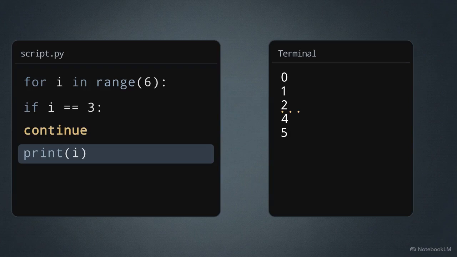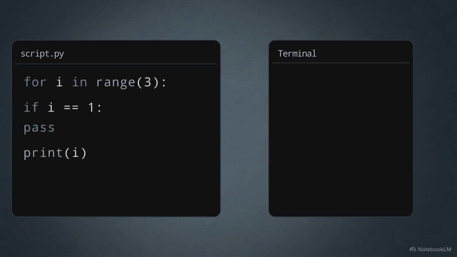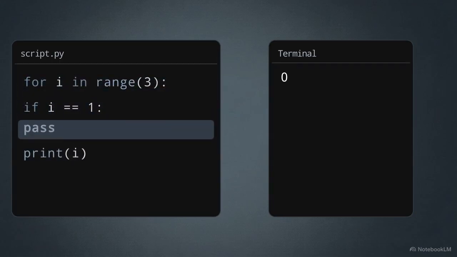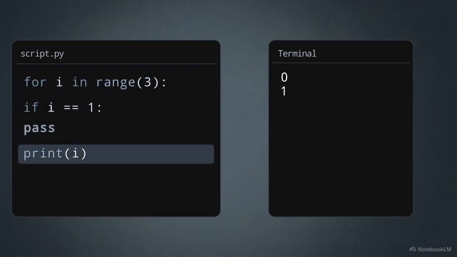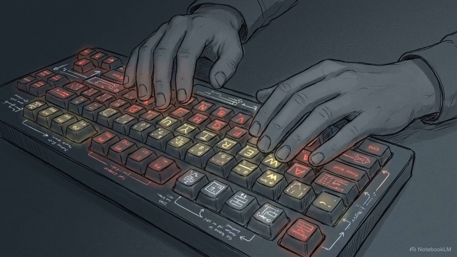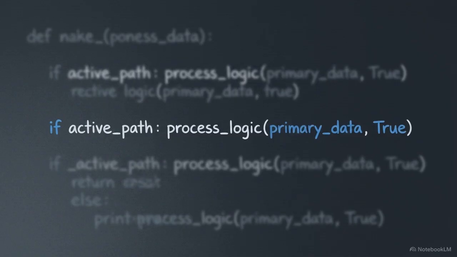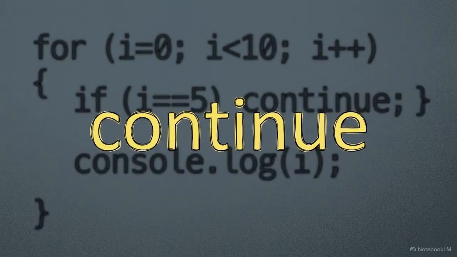Finally, we have the pass statement. This is a null operation. It does absolutely nothing to the execution flow. It simply acts as a placeholder when your syntax requires a line of code, but you don't want any action to occur yet. By combining these 3 statements with your loops, you gain exact surgical control over which lines of code run, when they stop, and what they skip.